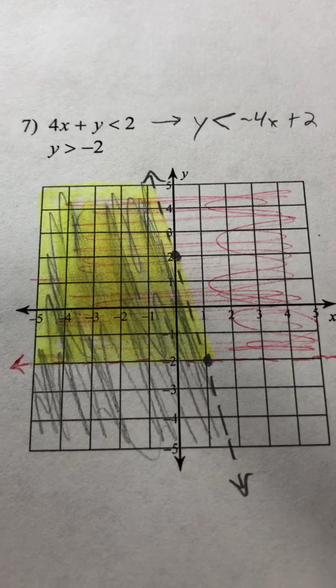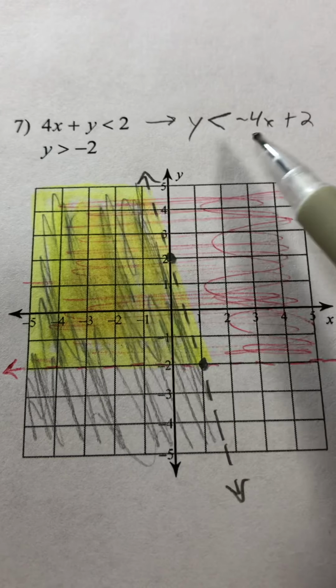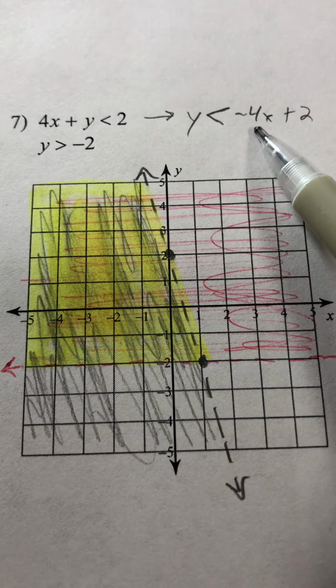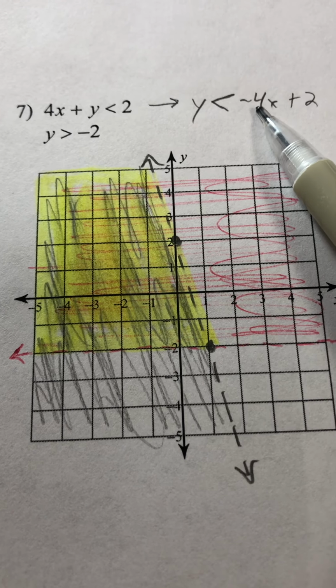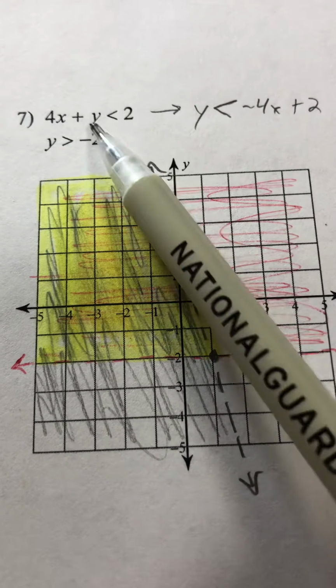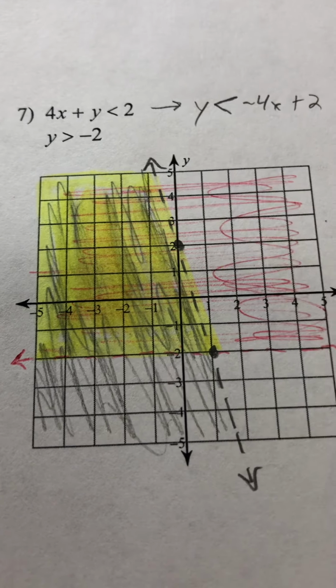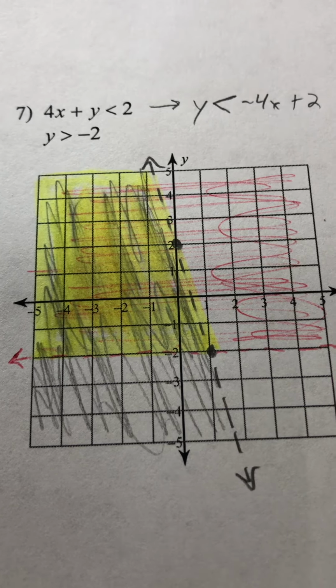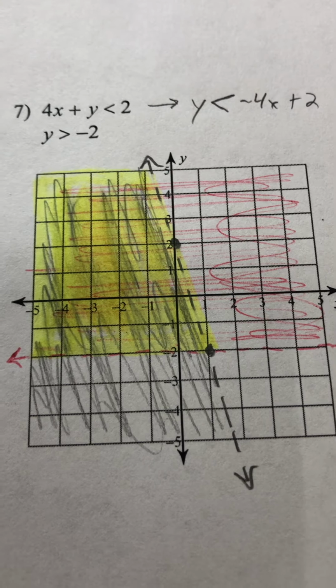And lastly, number 7. I had to change this first one to get y by itself on one side. And if you're Googling the answers to this when you find this, they won't show you that, so be careful if you've done that. For number 8 too, you're going to want to show it in slope-intercept form.